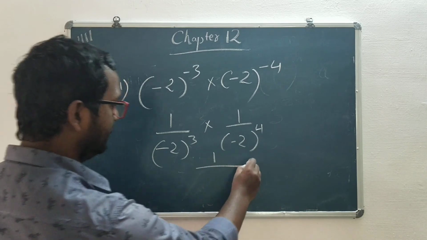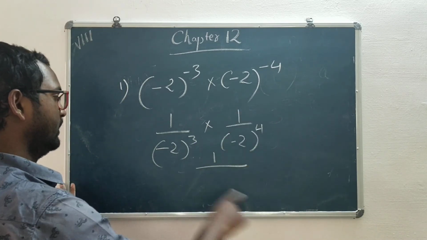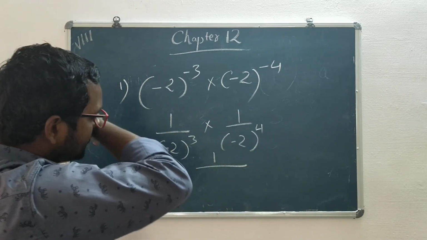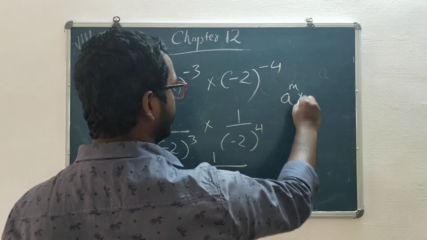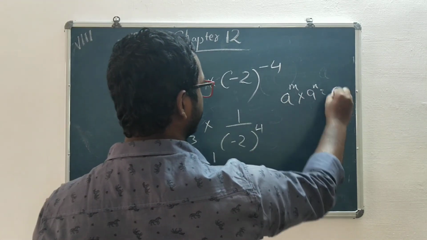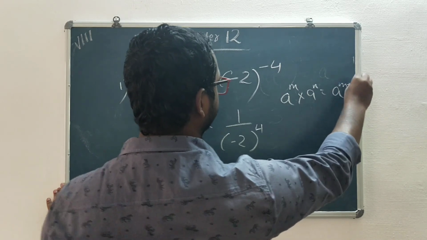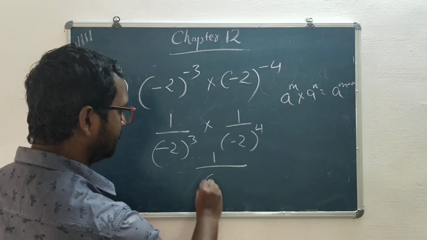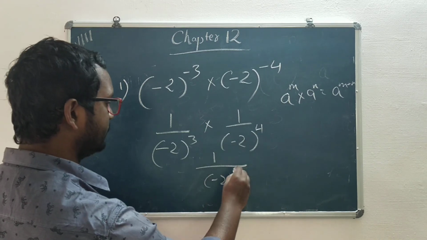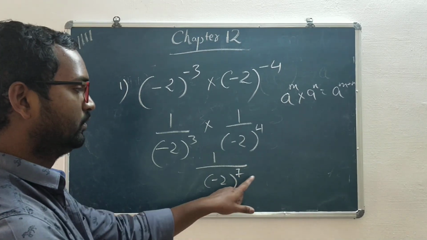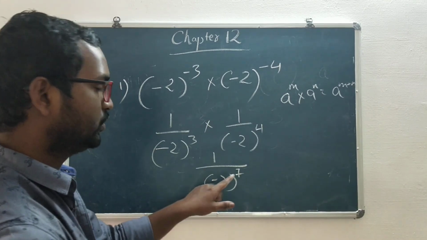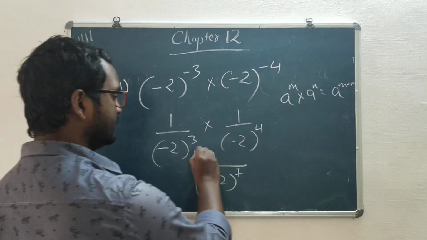Here minus 2, minus 2. So base is same. We know the formula: a power m into a power n is equal to a power m plus n. So we have to add the powers. We get minus 2, 3 plus 4, 7. So the final answer is 1 by minus 2 to the power 7. This is our final answer.